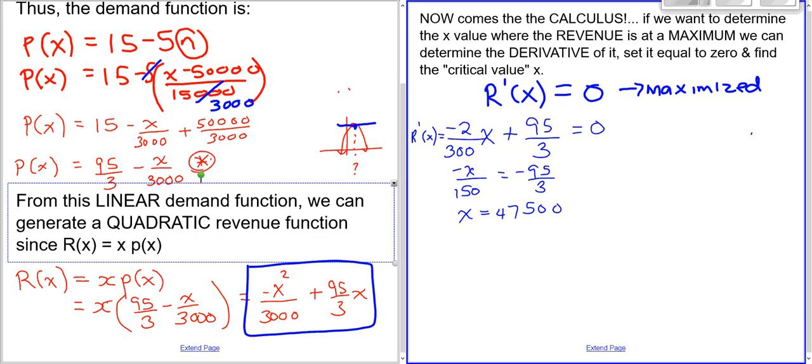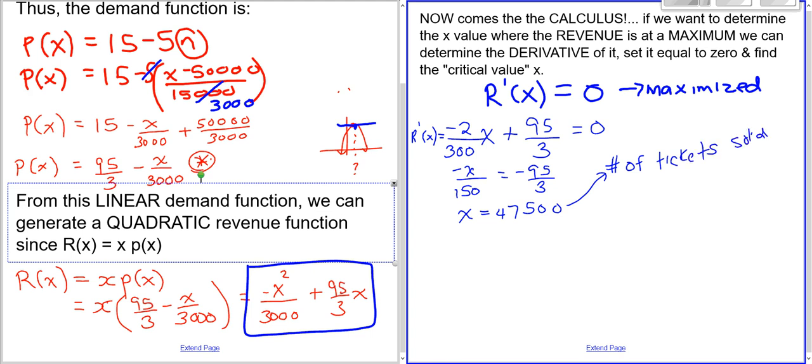Okay, so hopefully after you found the derivative and set it equal to 0, you got 47,500. Now think back to what X was. And what does that represent? What does this 47,500 represent? X was the number of tickets that were sold. In other words, number of attendants, people who attended. Now that didn't answer the question.